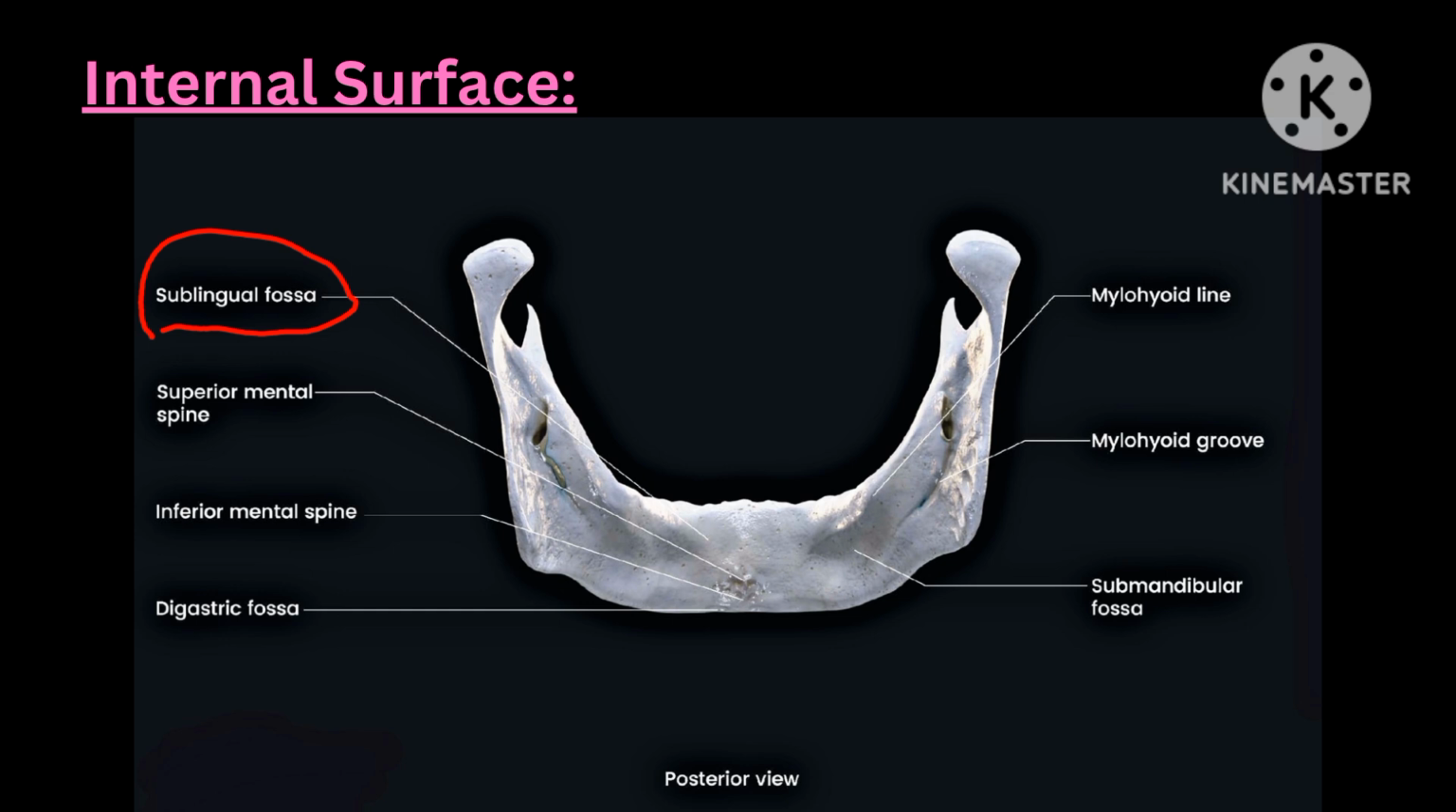The sublingual fovea is a depression on the inside of the mandible for the sublingual gland, one of the salivary glands. It is a paired structure found on the anterior half of the body of the mandible below the mylohyoid line. The submandibular fovea is a depression on the mandible's inner surface for another salivary gland, the submandibular gland. This fovea is also a paired structure. It is found on the posterior half of the mandibular body below the mylohyoid line.